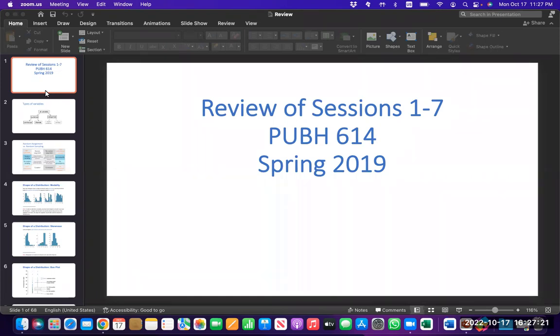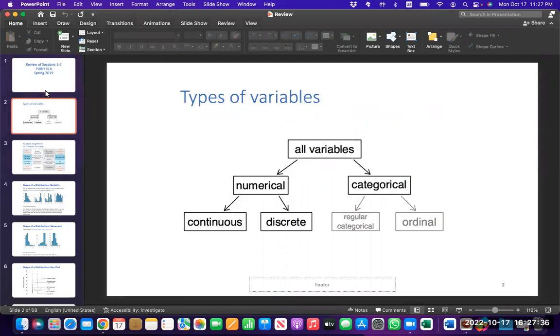So I'm just posting this as a quick overview of what will be the topics of the midterm exam that is due later this week. I will quickly walk you through the slides, and I just want to remind you of the bullet points that will actually be the subject of this exam.